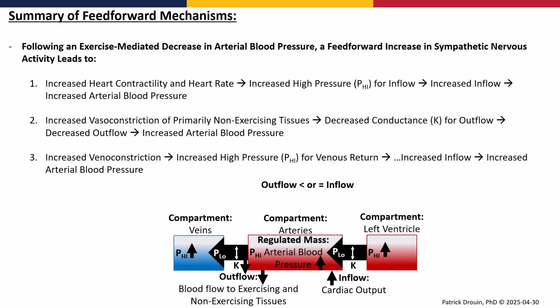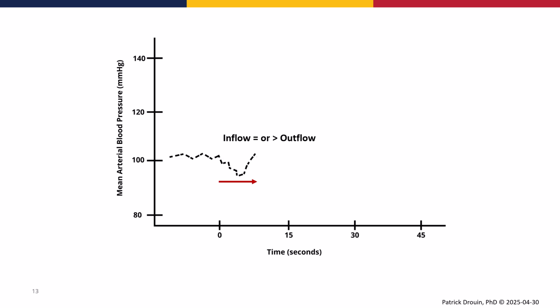Combining, the feed-forward mechanisms act to rapidly restore the balance of blood flow into and out of the arterial compartment, helping to protect arterial blood pressure while supporting the high pressure for flow of blood to the exercising muscle. Depending on the magnitude of the feed-forward sympathetic nervous activity increase, arterial blood pressure may already be restored back to resting levels.